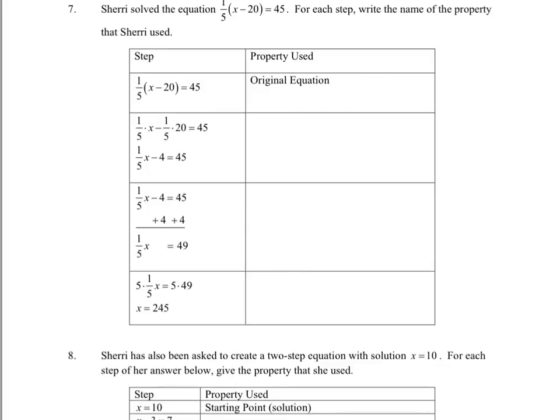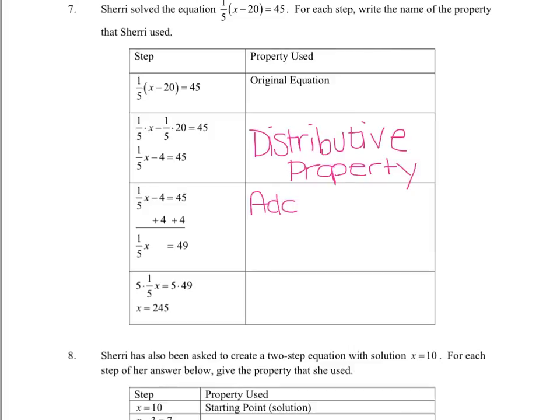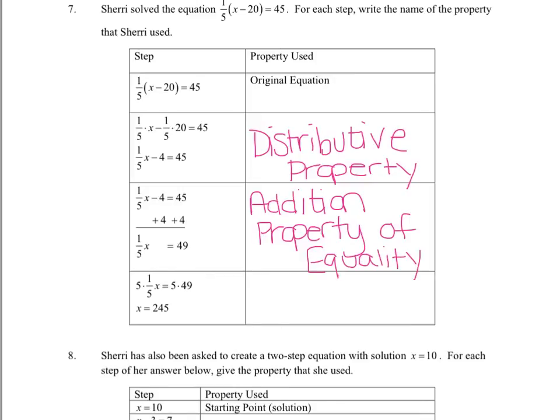And what we can see is that they distributed the 1/5 to both the x and the negative 20. So this first property is going to be the distributive property. You should write out all the words. Don't take any shortcuts and possibly run the risk of getting something wrong. And this one is just the simplified version of that. Next, we see that they were getting rid of the negative 4 by adding 4 on both sides. So this is the addition property of equality. Finally, we have 1/5 x, and we're multiplying both sides by 5 to get rid of that fraction.